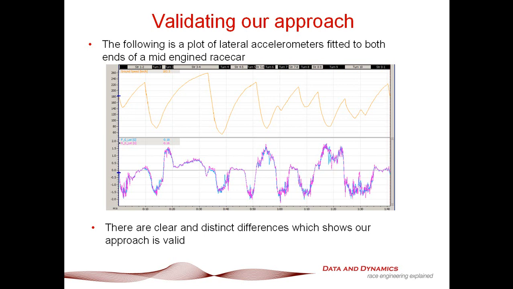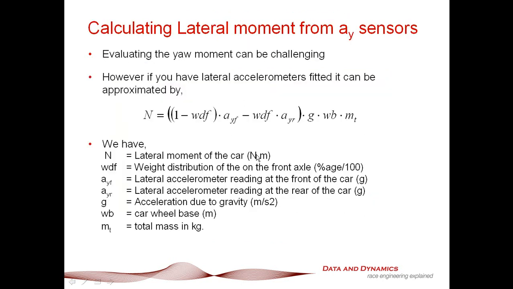In this particular car, the bulk of the mass was pretty much in the center of the car. There was a bit hanging over the rear, but the front, with these sort of cars, doesn't have an awful lot on it. But we can see very clearly here the front lateral acceleration is in blue, the rear lateral acceleration is in purple, and you can see very clear and distinct differences.